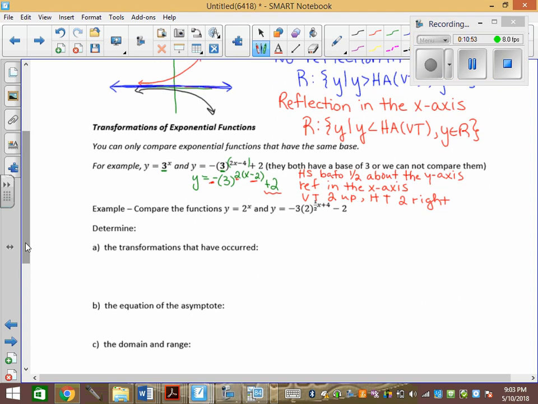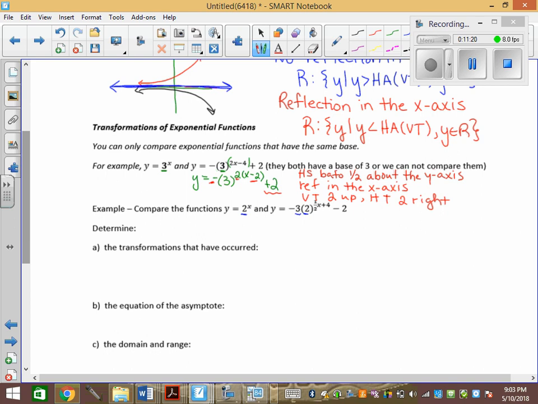Compare the functions y equals 2 to the x and y equals negative 3(2 to the half x plus 4) minus 2. Determine the transformations that have occurred. So we can compare them because this is base 2 and this is base 2. Those 2's are going to do nothing to the actual question. They have to be the same or I can't compare them. So let's state what has happened here. I have a 3 in front.